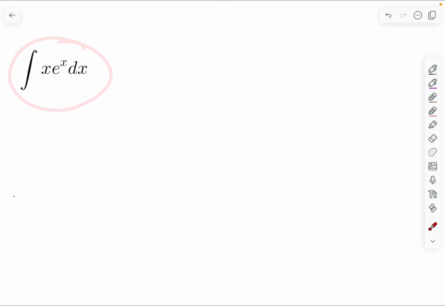This is an integration by parts problem, but you always want to try u substitution first, and if that doesn't work, then you do integration by parts. And I recognize it's IBP because there's two things being multiplied together, so that tells me integration by parts.